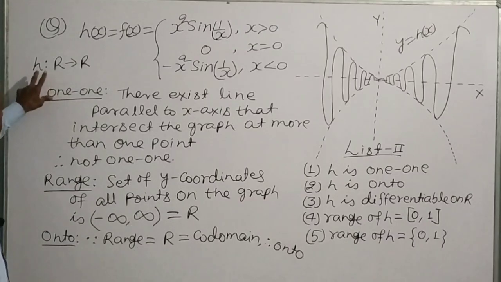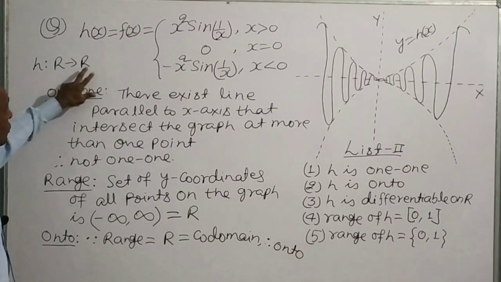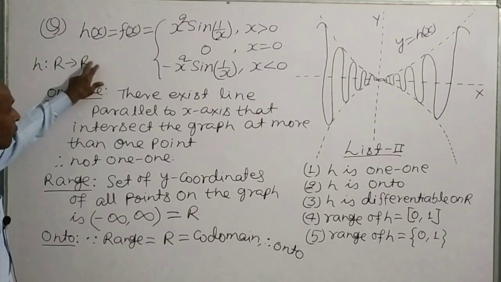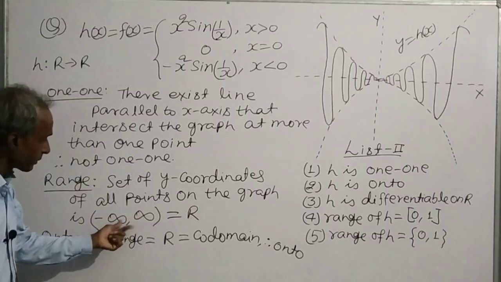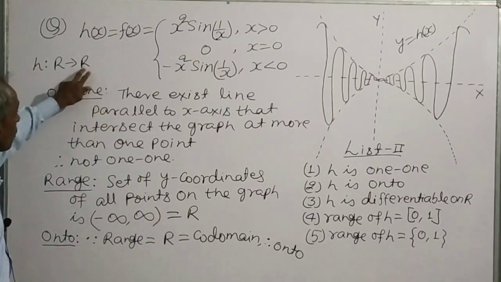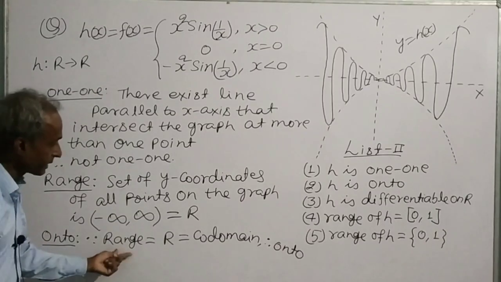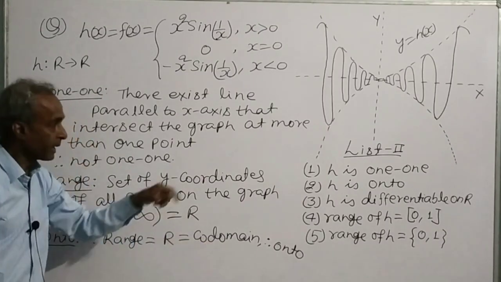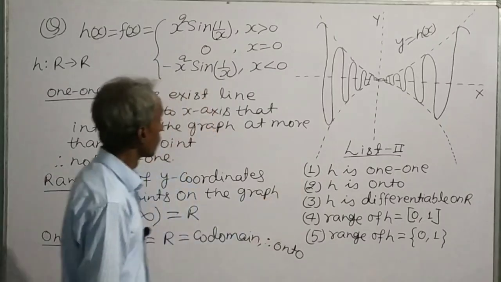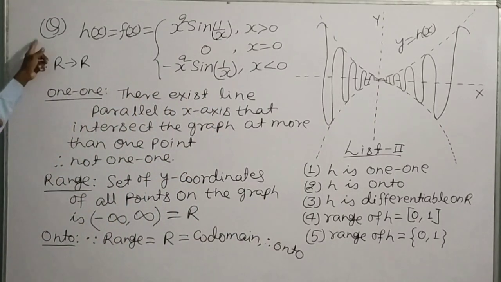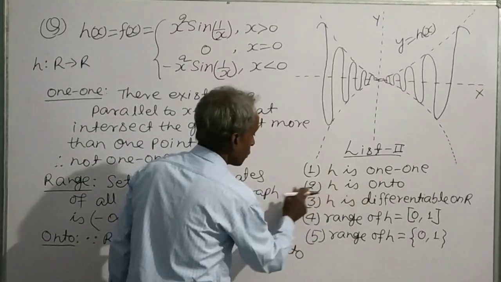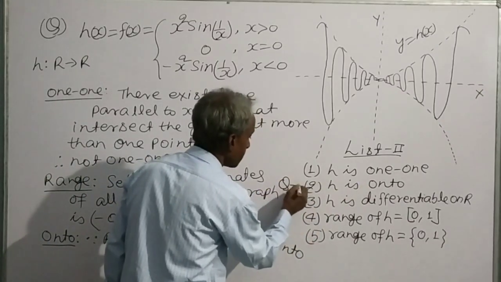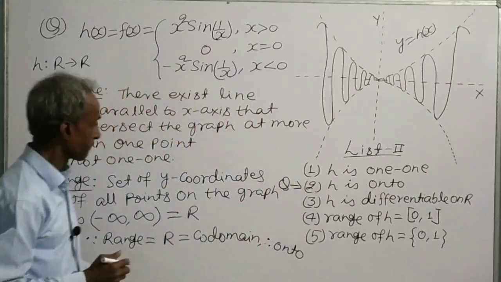But it is given that h is a function from R to R. This R is the codomain of function h. Range is R and codomain is R. If range is equal to codomain, then the function is onto. Therefore, we will match this entry Q with this entry 2. Q will be matched with this 2 number entry.